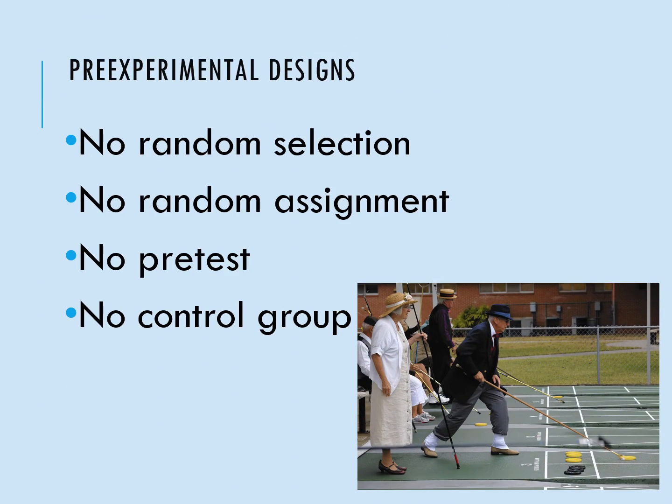Another common design is pre-experimental design. So we have no random selection, no random assignment, no pretest, and no control group. So we're looking at purposive sampling, right? So we're looking at specific individuals, inviting them to participate in our study, giving them a treatment, and then doing a post-test to see how it affects the condition or whatever we're looking at.